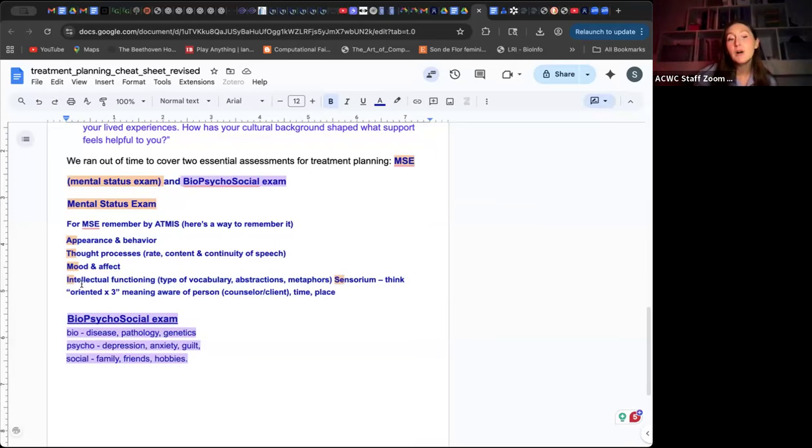All right. You would also check their intellectual functioning. That's the I in ATMSS. Intellectual functioning. Again, if you're using metaphors or abstractions and you're being advised the client is not understanding metaphors or abstractions, that's like a sign. Something's here that's going to need to be explored. That's a flag right there.